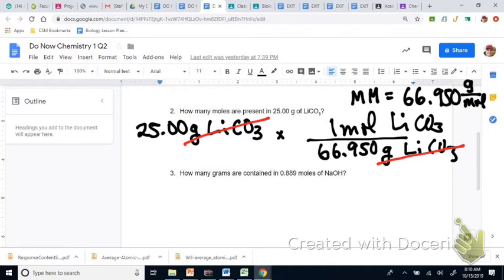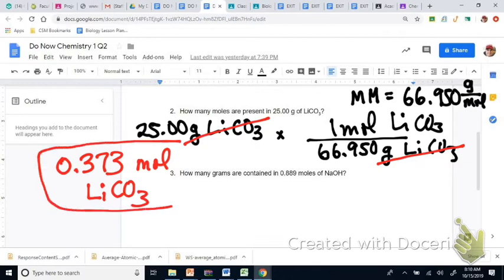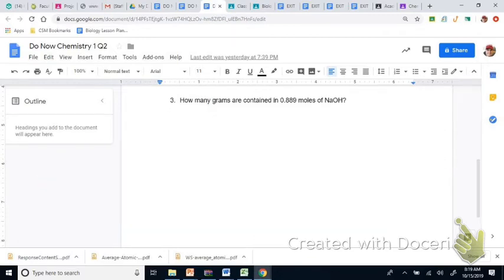And we obtain an answer of 0.373 moles of lithium carbonate. Finally, number 3: how many grams are contained in 0.889 moles of NaOH?